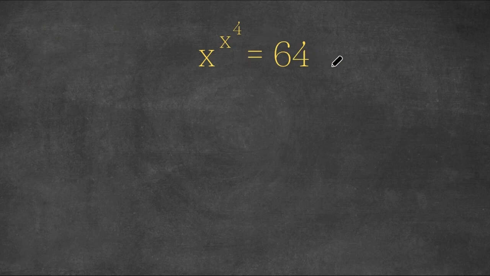Now, what I'm first going to do is take the fourth power of both sides. So we're going to take the fourth power of x to the power of x to the power of 4, as well as 64.